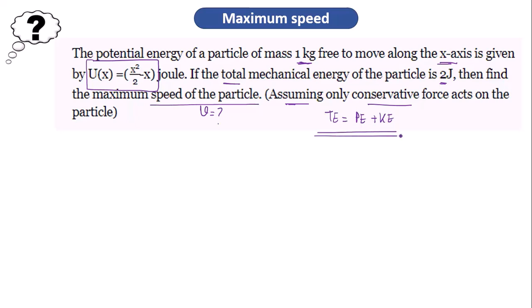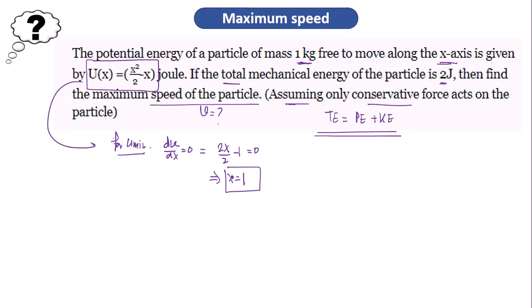Now you are given that U, the potential energy, is equal to x square by 2 minus x. Now first we calculate where the potential energy is minimum. So for U to be minimum, dU/dx is equal to 0. So dU/dx is how much? That is equal to 2x by 2 minus 1 equals 0. That means at x equals 1, dU/dx is equal to 0.